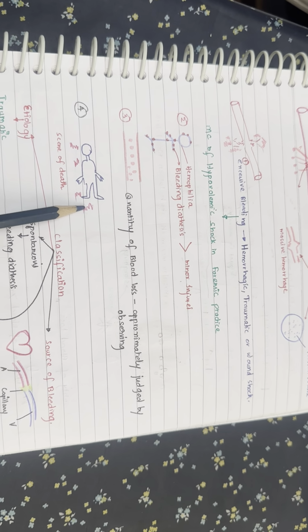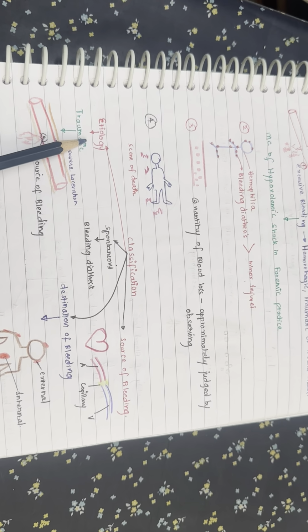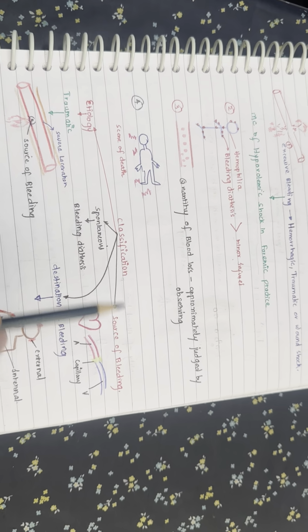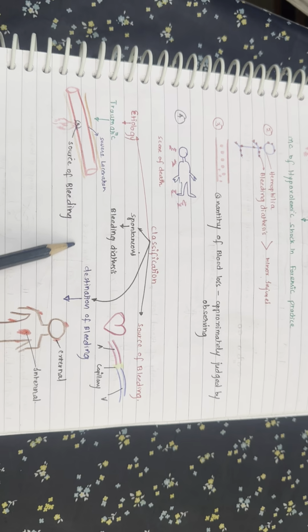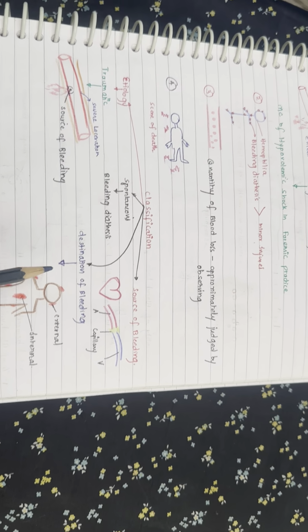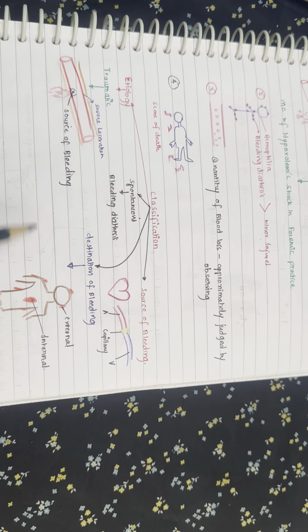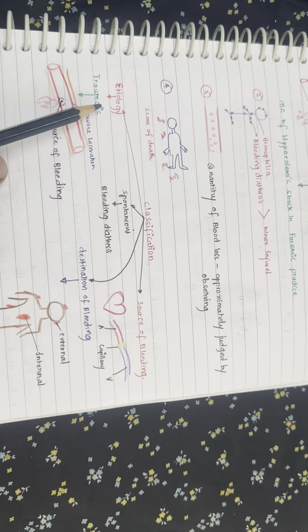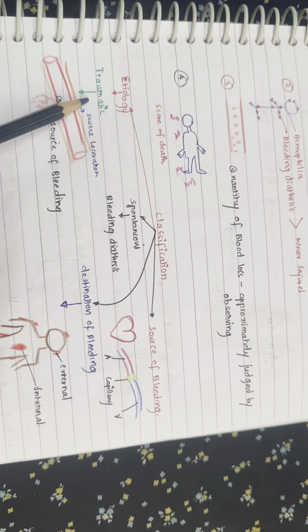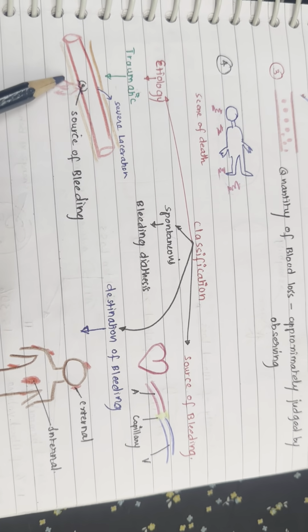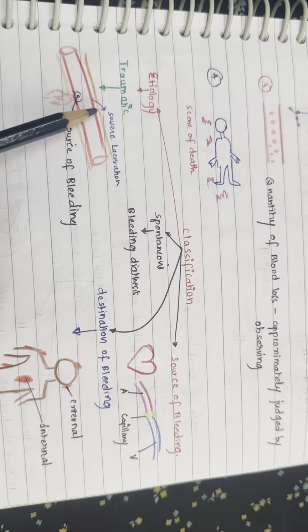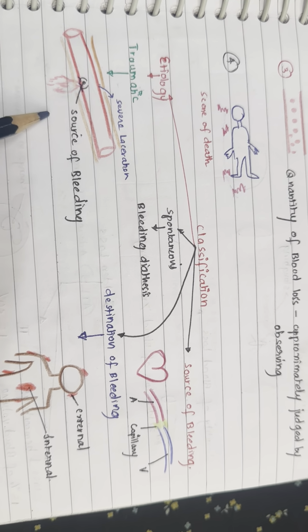Classification: it is classified according to the etiology, source of bleeding, destination of bleeding, time period of bleeding, and quantity of blood loss. Important points of each are as below. Number one, etiology. First, A, traumatic, due to wounds involving blood vessels or severe laceration of viscera. Then B, spontaneous bleeding, diathesis, etc.